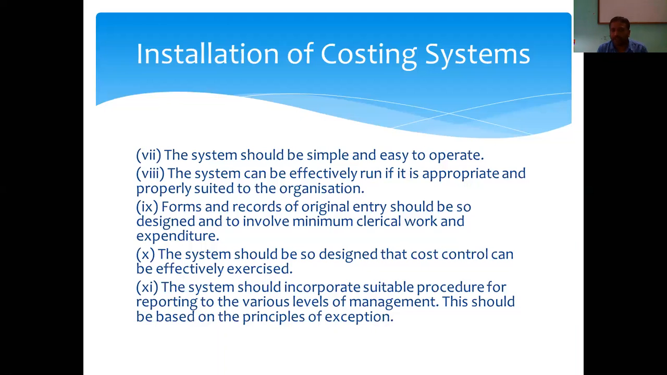A system should incorporate a suitable procedure for reporting to the various levels of management. This should be based on the principle of exception. This is the same thing you are going to learn under management accounting, management by exception. It means: what are the estimates they made to make the products, what are the estimations they made while implementing, what expenditure they are going to incur, and they can compare with their levels.